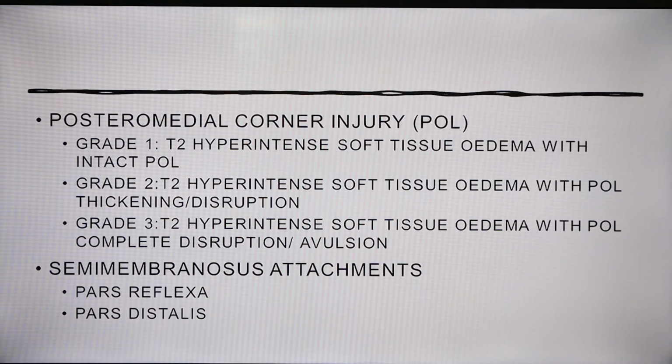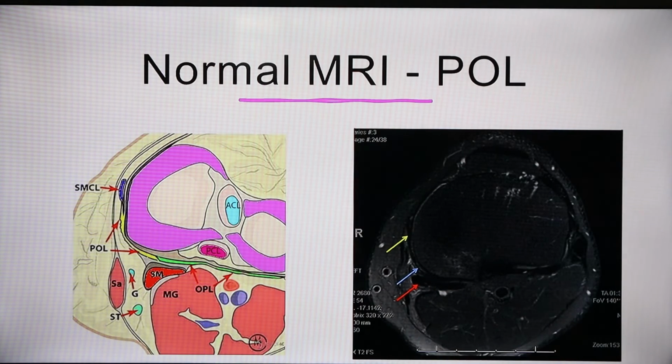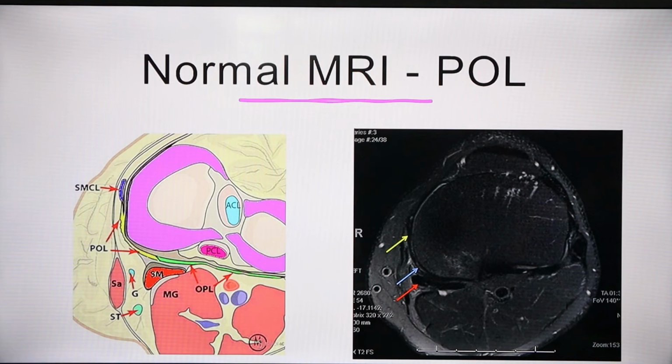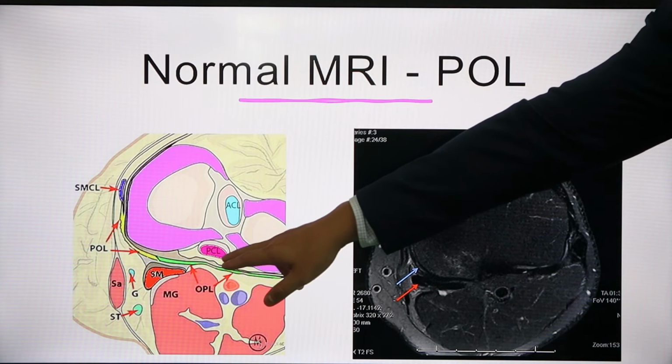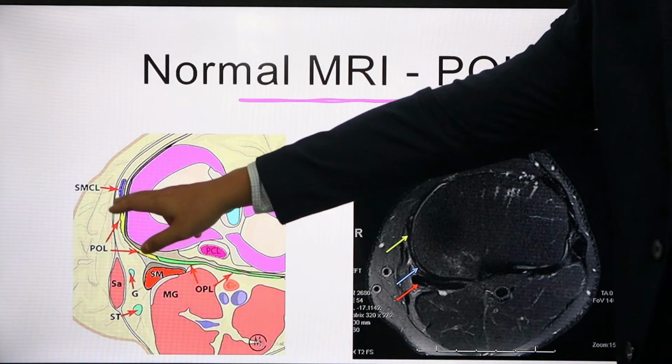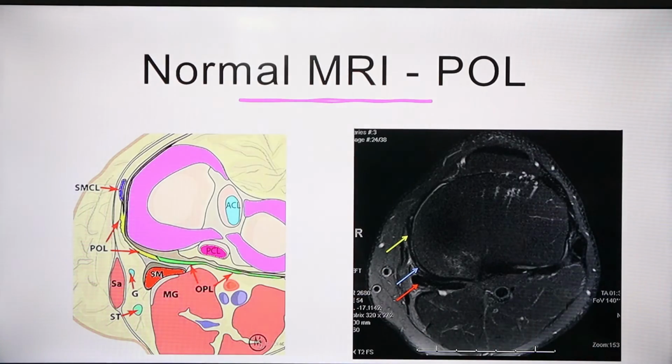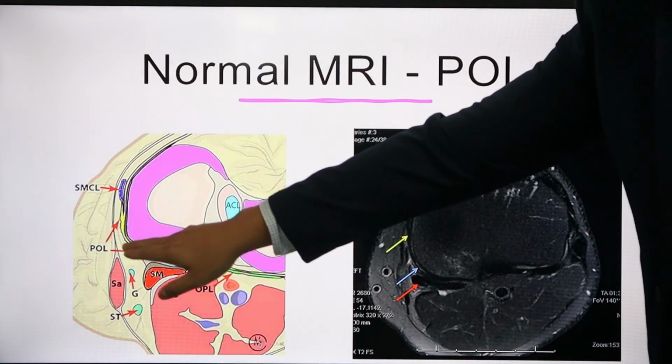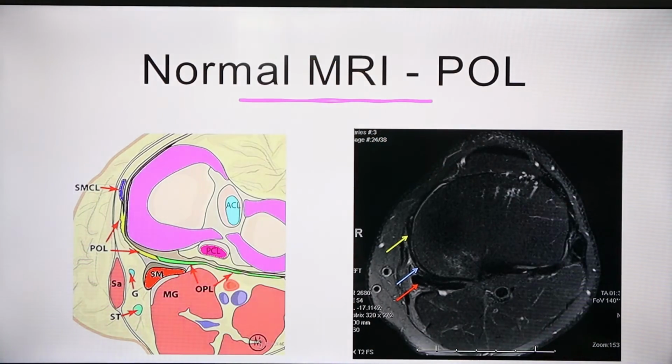Okay, and then if you have an MCL injury, you have to look hard for the POL. The grading is almost the same as the MCL. So what you want to do is look at the axial view and also the coronal view. In the axial view, the first thing that you have to identify is your PCL and your SMCL, superficial MCL. In between this area is called the PMC, posterior-medial corner structure.